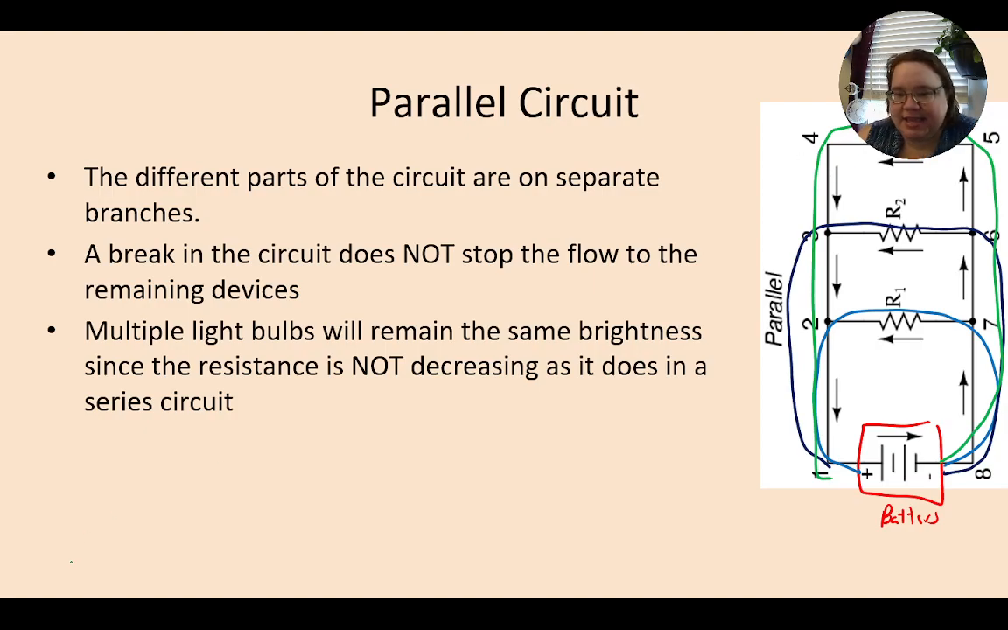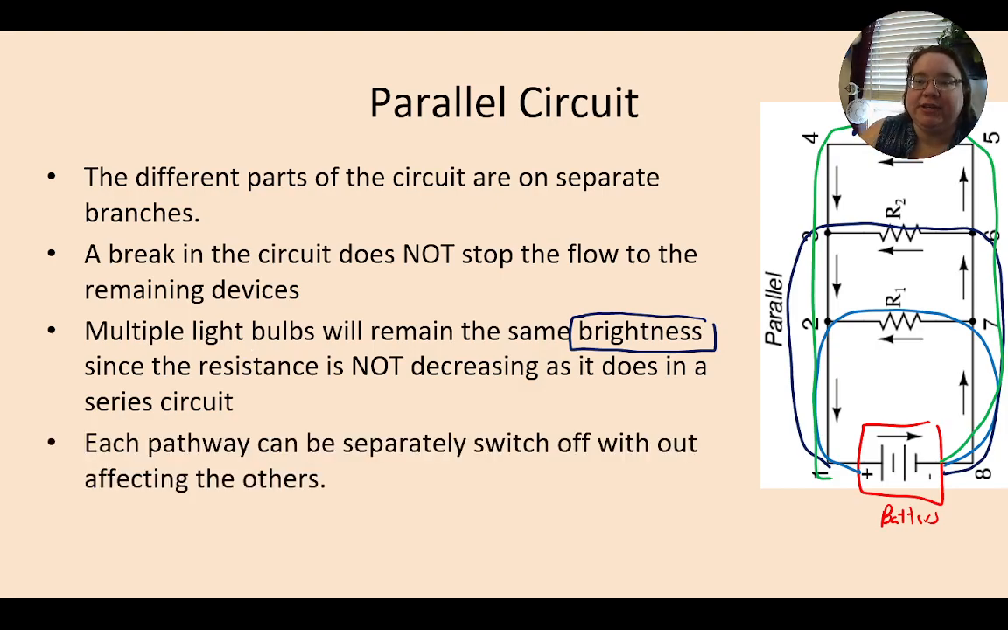So the nice thing is, if I were to come in and break this wire right here, it would not affect resistors 1 and 2. So light bulbs 1 and 2 would still light up. And because the electrons are flowing through each path individually, the brightness remains the same. So in theory, I could have as many bulbs as I wanted to on this, and they would all be equally as bright. Adding more does not decrease the brightness. I could add switches to each individual branch so that I could turn them on and off.